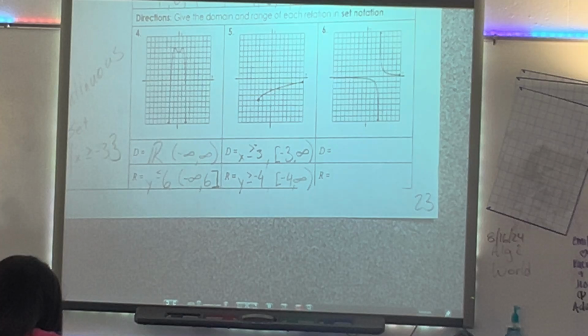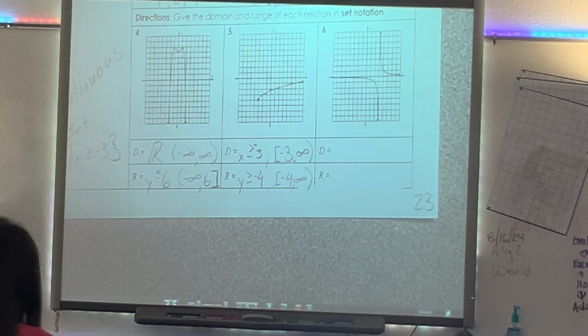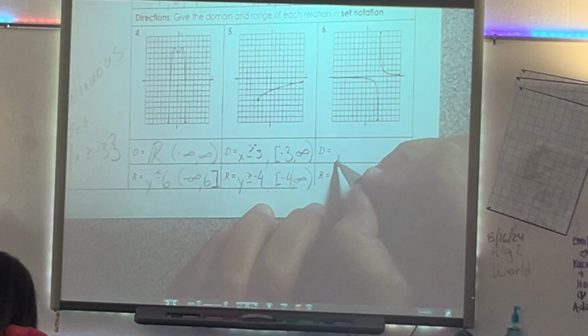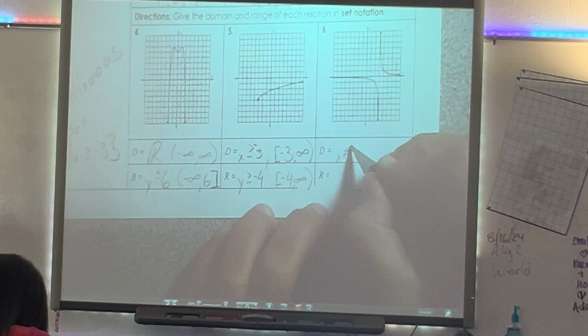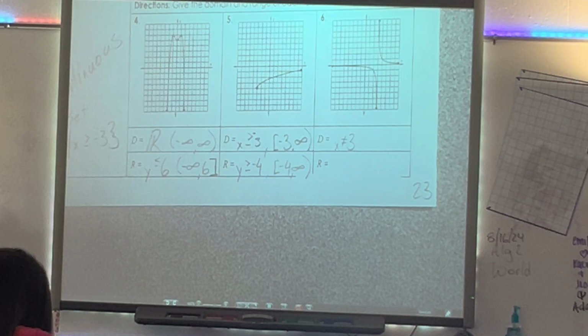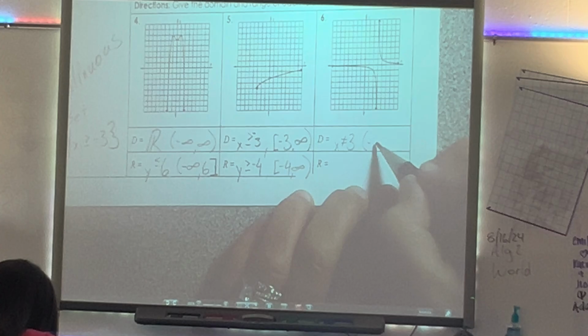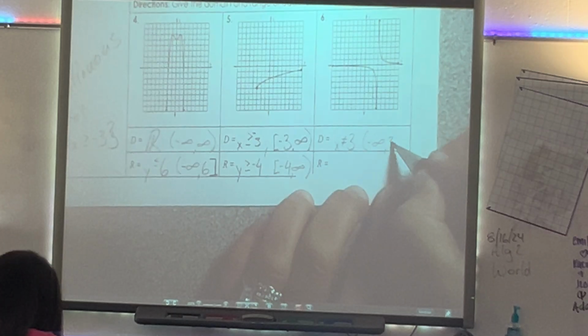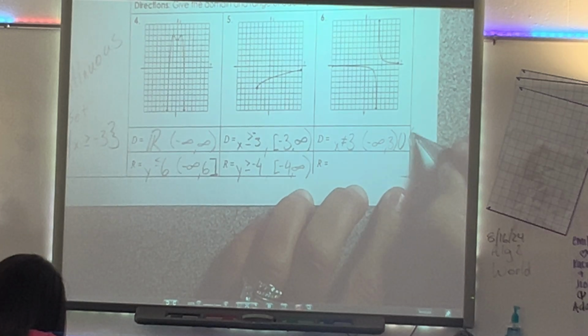Okay, there. Alright, this one is going to be x not equal to 3. So when I write that in interval notation, it's going to have to be done as -infinity to 3, union with 3 to infinity.